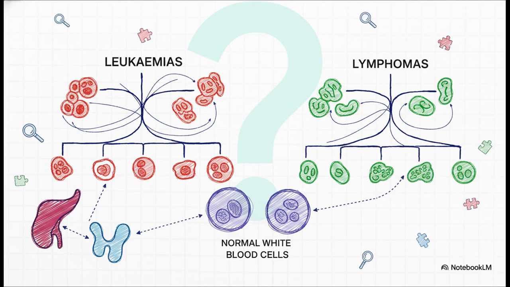Well, by giving every single rogue cell a specific name and a specific branch on this roadmap, we transform what looks like a chaotic disease into a solvable puzzle.